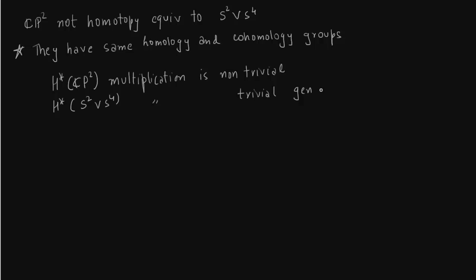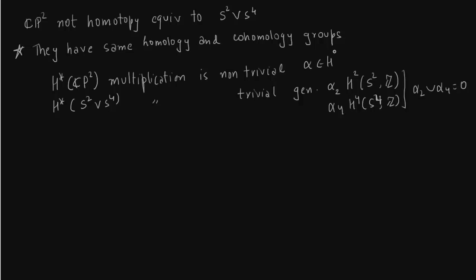So the generators lie in H2 S2, which is the non-trivial group. So this alpha, say alpha 2, lies in H2, the second part, because that is the non-trivial part, and similarly for the fourth part, H4. So H4 S4 it should be. I will just correct it. So alpha 4 lies in H4 S4, but alpha 2 cup alpha 4 is 0.